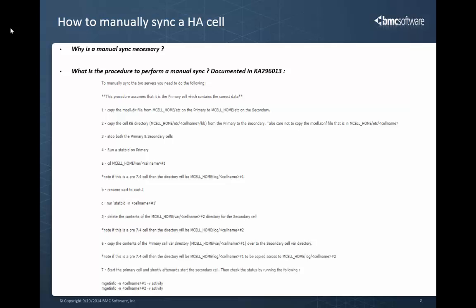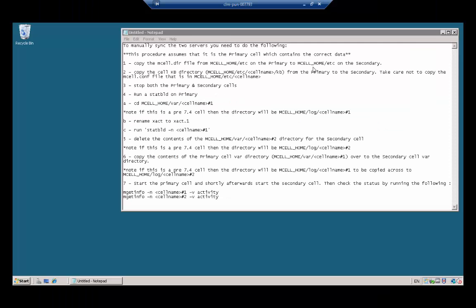A manual sync is necessary if both primary and secondary are down at the same time, there is a big difference in event count between the primary and secondary, or the secondary has been down for a period of time. The recommendation is that if the secondary is down for more than an hour, then perform a manual sync. This is documented in Knowledge Article KA296013, and I'll be following this procedure here.